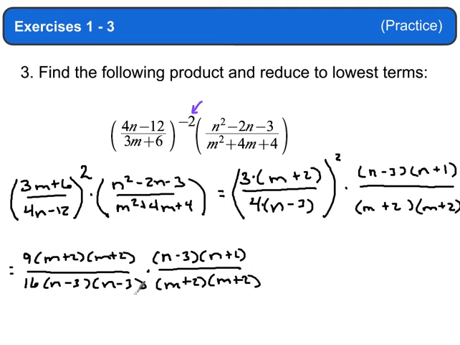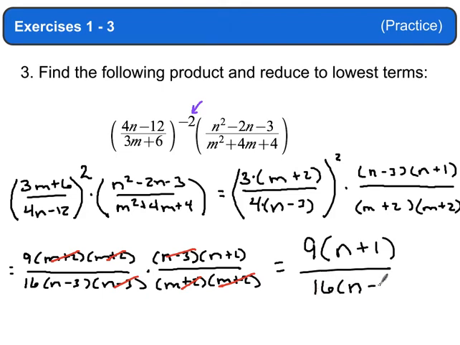So now we're just going to cancel anything that's on top and bottom. So this m plus 2 cancels with this one. This m plus 2 here cancels with this one. This n minus 3 cancels with one of the ones down here. And that, I think, is all we can cancel. So my final answer is 9 times n plus 1 over 16 n minus 3.